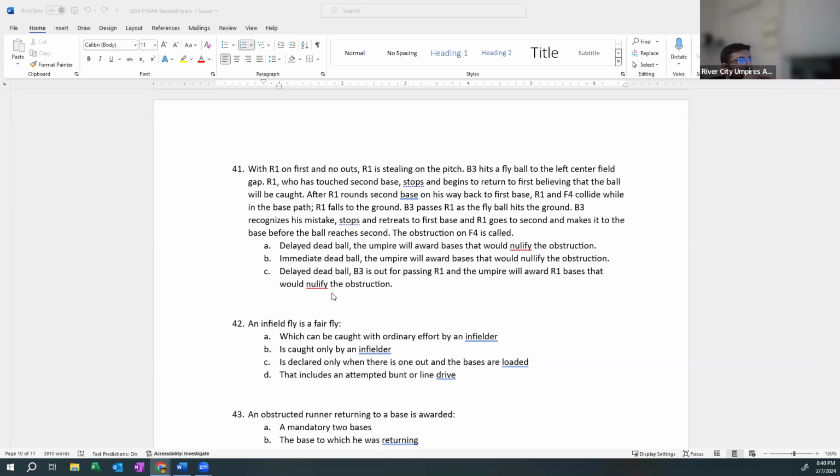B3 passes R1 as the fly ball hits the ground. B3 recognizes his mistake, stops and retreats to first base, and R1 goes to second and makes it to the base before the ball reaches second. Obstruction on F4 is called. Oh my God. That's a lot to take in.